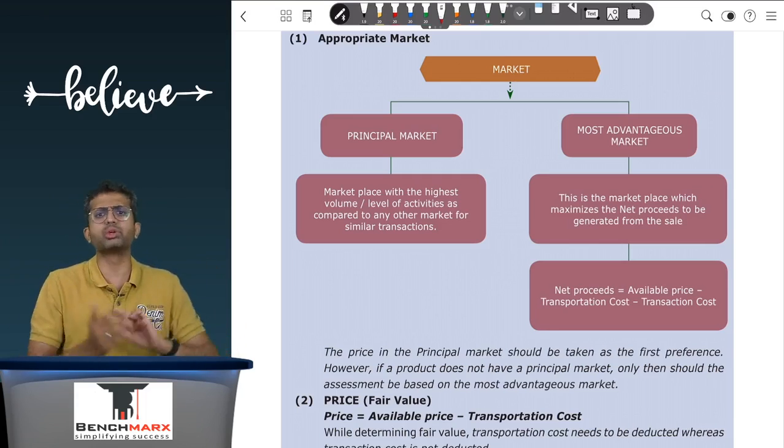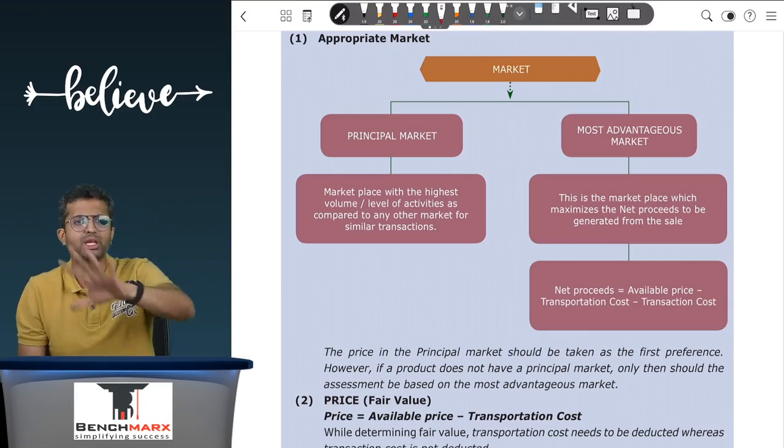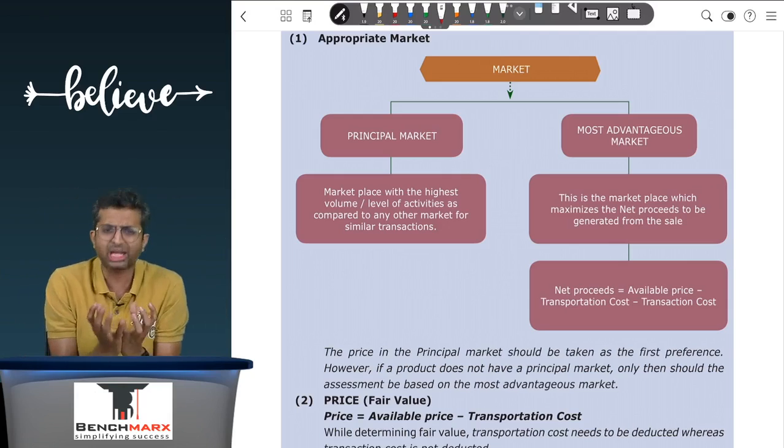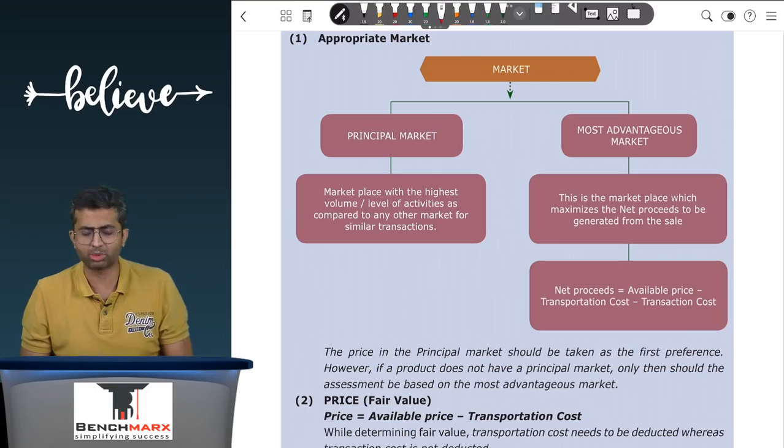Now this is where students get confused. Sir, in most advantageous market, yes, for determination of the most advantageous market, you have to consider the net proceeds in hand. What do you get? The market which gives you the highest in hand proceeds is the most advantageous market.